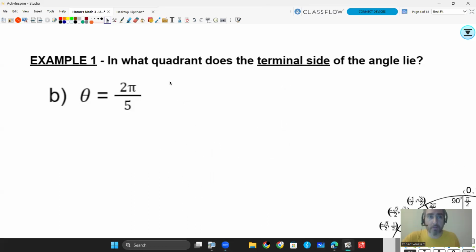It's not really going to be super helpful. We have to remember how to convert a radian to a degree. This is a radian, so we have to get it in degrees. If you don't remember how to do that, here's a little tutorial. If you do, convert it to degrees, and then we can figure out the quadrant.